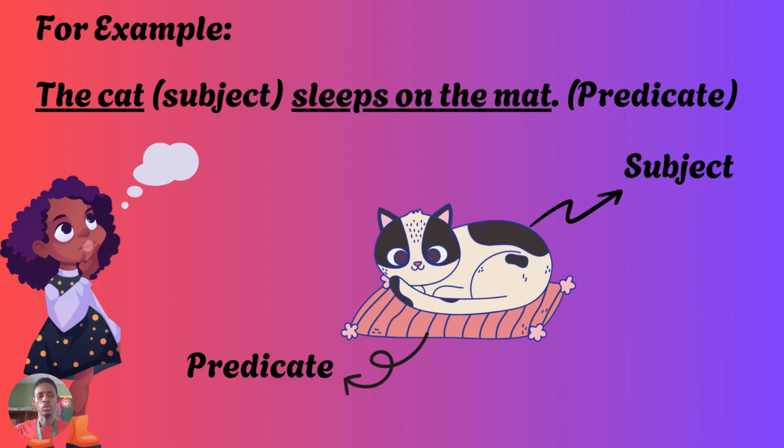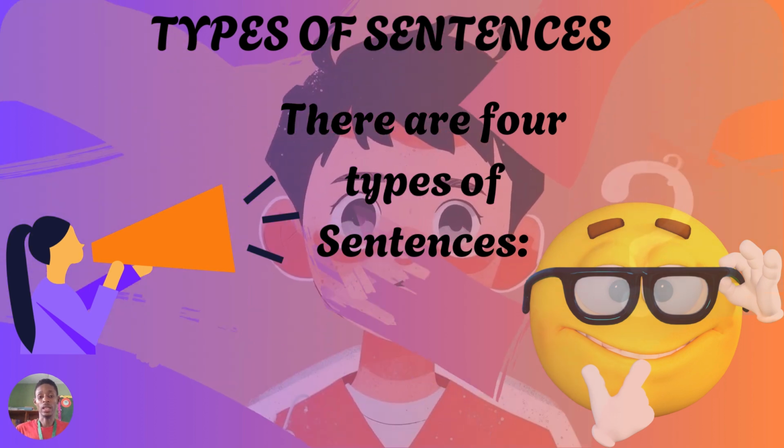If you take a look at this, we said there are two parts of the sentence, the subject and the predicate. Here, the cat is the subject, and sleeps on the mat is the predicate. What is the something that is doing something? The cat is the subject that is doing something. What is it doing? It sleeps. Where? On the mat. If you take a good look at this, you'll discover that it answers some questions.